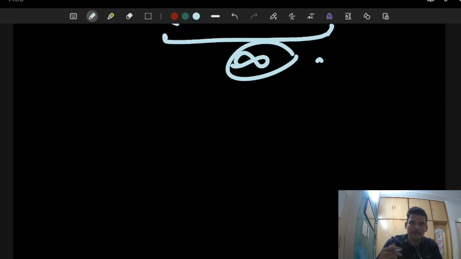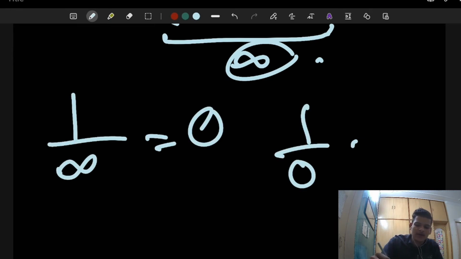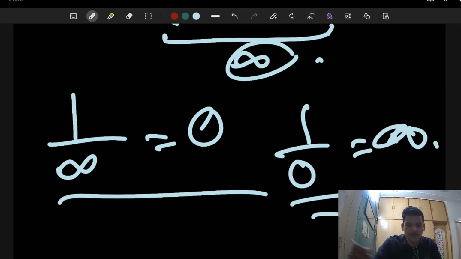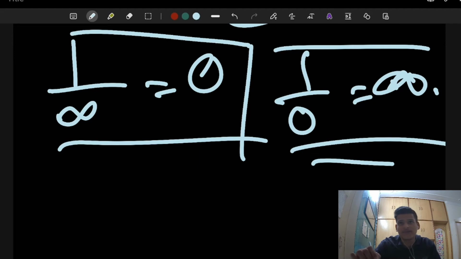To prove this a bit further, I would like to take the equations 1 by infinity equal to 0 and 1 by 0 is equal to infinity. This is very easily provable. If you disagree with either of the equations, just let me know in the comments. I'll make another video explaining why this is true. But both of the equations are true, widely used in physics, maths, all across everywhere, okay?